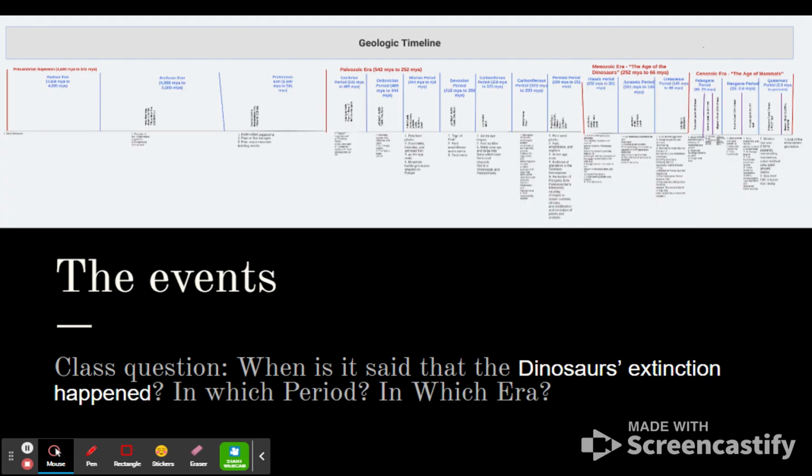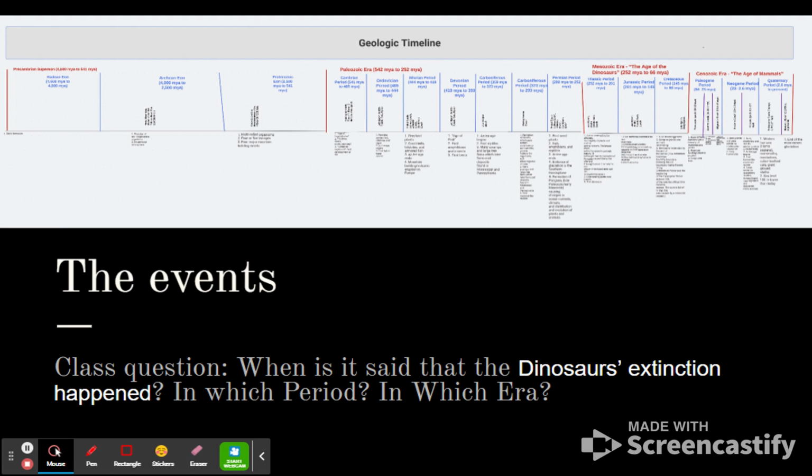Next question is, when is it said that the dinosaurs' extinction happened? In which period, in which era? Hold up, I called on Jason. It marked the very end of the Mesozoic era, and the period starts with a C. The Cretaceous period. Yes. So the dinosaurs' extinction did occur during the Mesozoic era and the Cretaceous period. Poor dinosaurs. They only last one era.